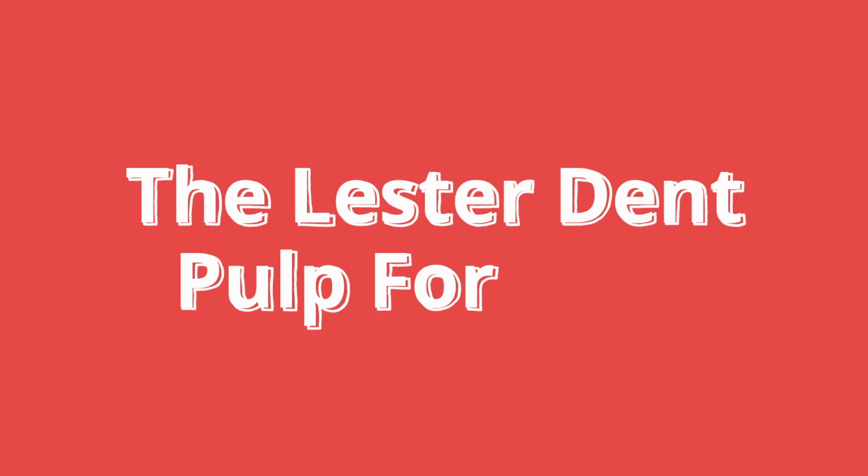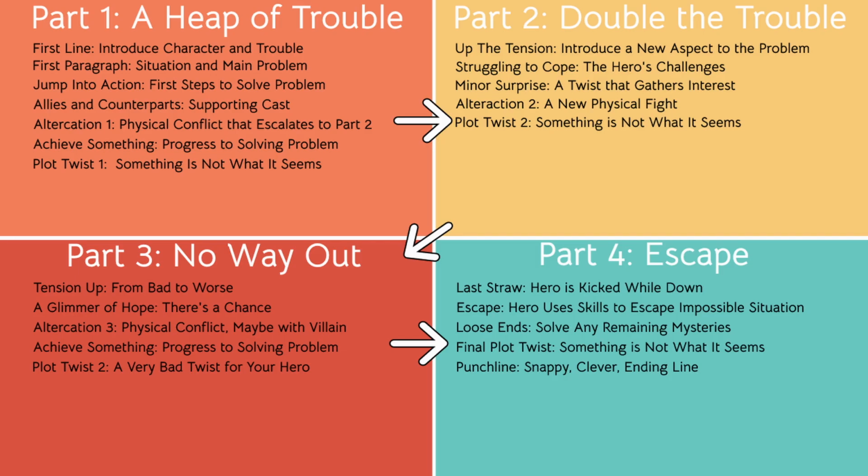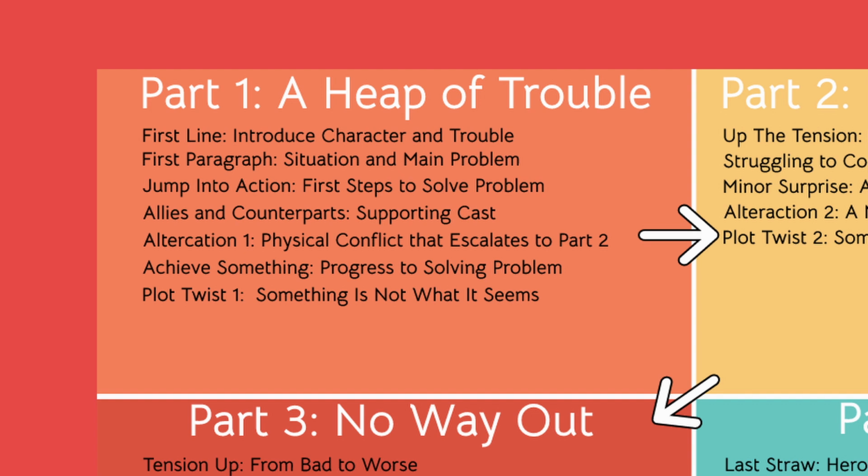The Lester Dent Pulp Formula. A plot framework developed by a highly successful pulp fiction writer of the early 1900s. This plot framework guides you through writing a 6,000-word story with very little wasted space. It splits 6,000 words into 4 sections of 1,500 words. Part 1, A Heap of Trouble, includes the first line, introducing your character and the trouble that they're in. The first paragraph zooms out to include the situation that your character's in and the problem that will be solved by the end of the story.